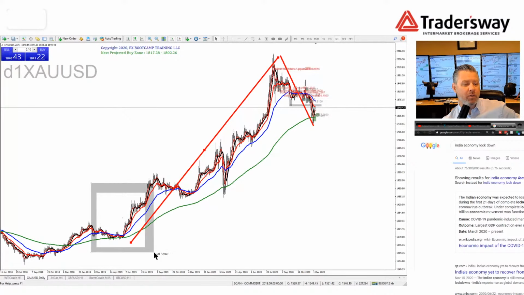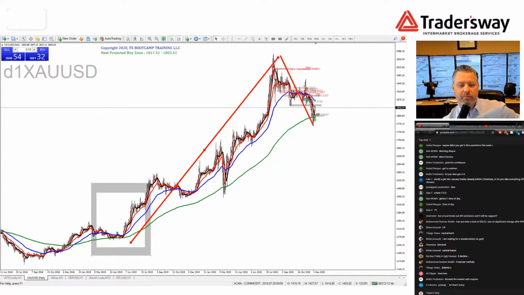I had to look it up. I want to make sure. Okay. According to Google, India's lockdown happened right in here. Okay. Complete shutdown. Okay. So Indians had to move to cash.